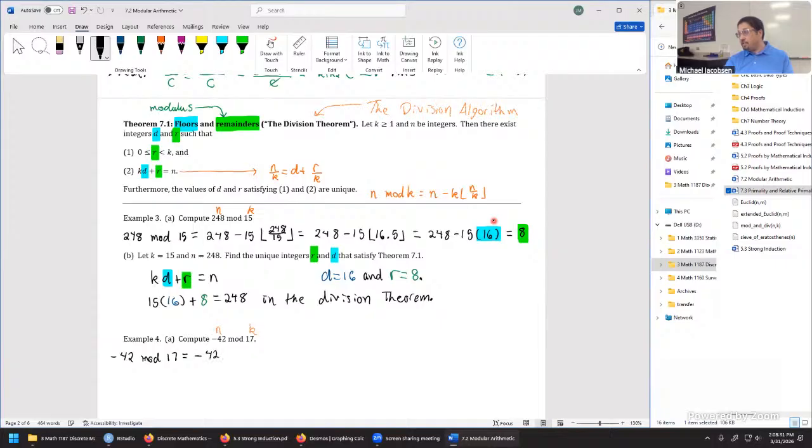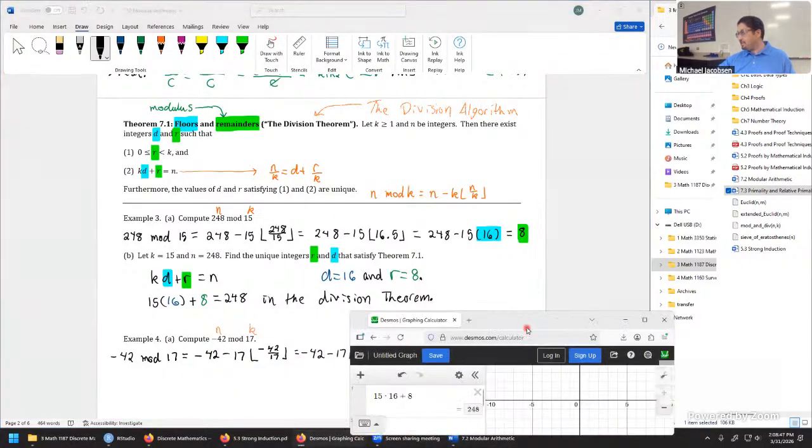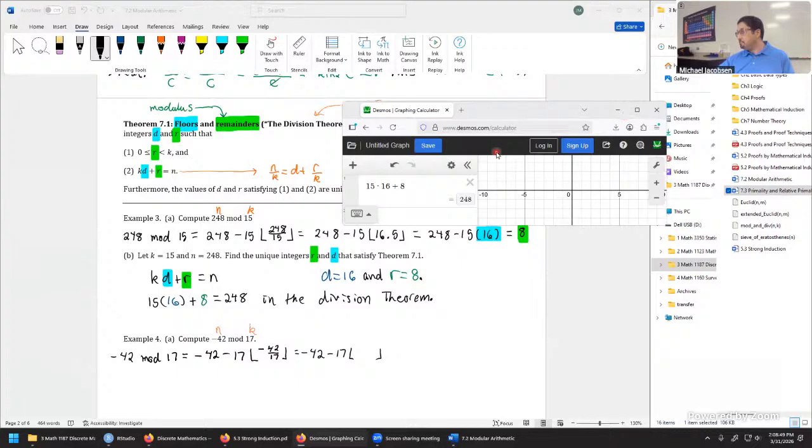That's going to be negative 42 minus 17 times the floor of negative 42 17ths. So we've got a floor exhibited. This becomes negative 42 minus 17 times the floor of, now we need a calculator, negative 42 17ths comes out as negative 2.4.